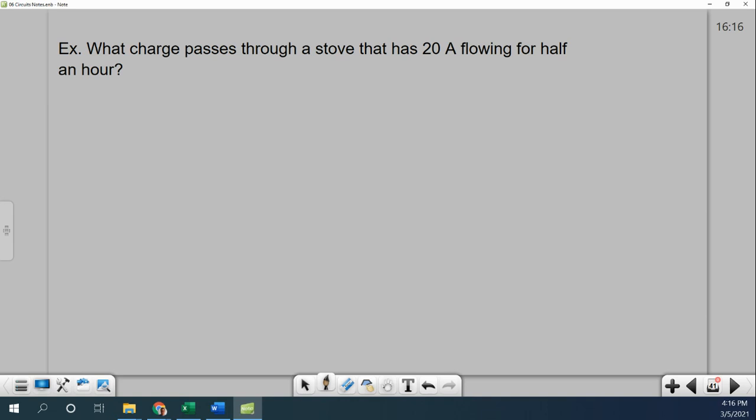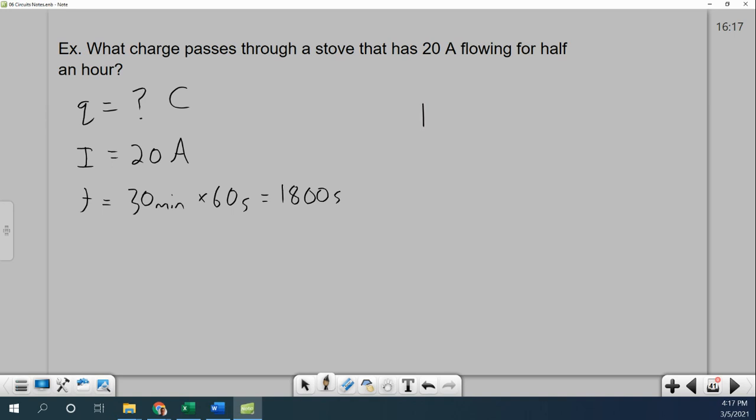So let's try it again. One more shot here. What charge? Sorry. Charge was Q. That was coulombs. I was going to use C for coulombs. What number of coulombs go through a stove if it's got 20 amps? Oh, amps was current, right? All right. And if that flows for half an hour, time equals 30 minutes. No, don't like that. Got to change it into seconds. So you take your calculator, you do 60 times 30. 1,800 seconds.